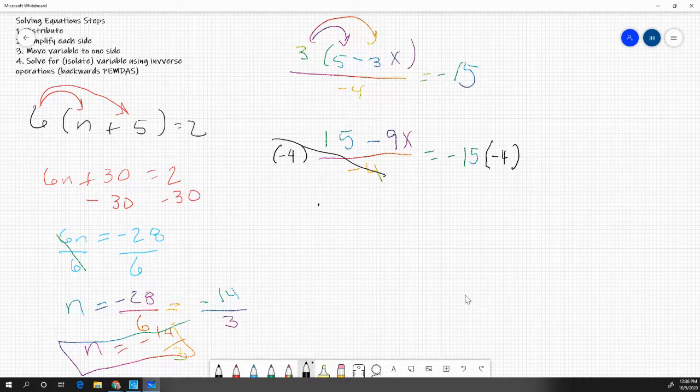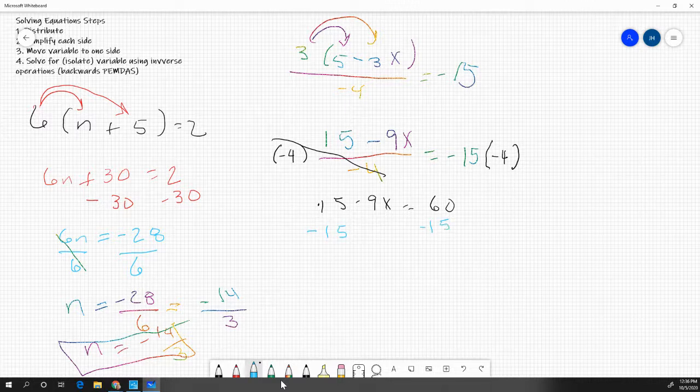So we're left with 15 minus 9x equals, well, negative 15 times negative 4 is positive 60. And now we have a solvable problem, right? A little bit more easily solvable. We have 15 added to that negative 9x. And so I am going to subtract 15 from both sides, right?